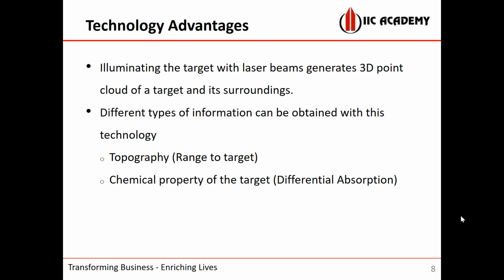What type of information can we gather from this? One is topographic information about the target, and another is chemical properties of the target. Due to differential absorption we can get chemical properties, so you can find out plant health, crop health, and there are many other things we can get from this. Let's see all the things slowly.